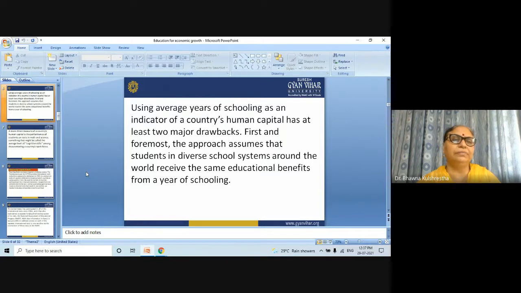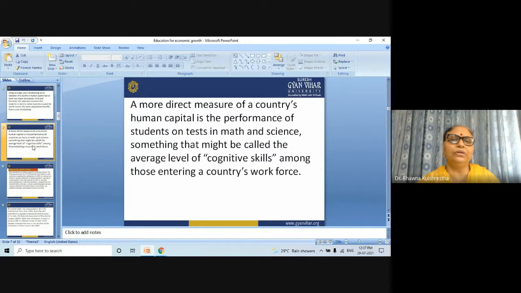For example, a more direct measure of a country's human capital is the performance of students on tests in math and science. Something that might be called the average level of cognitive skills among those entering a country's workforce.